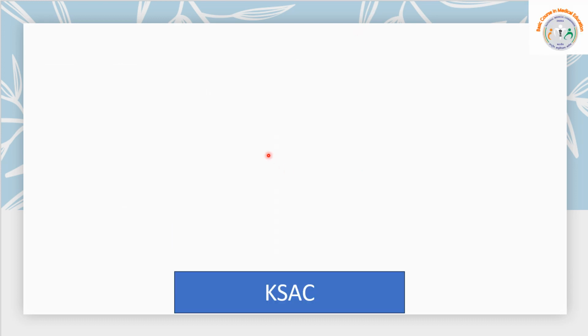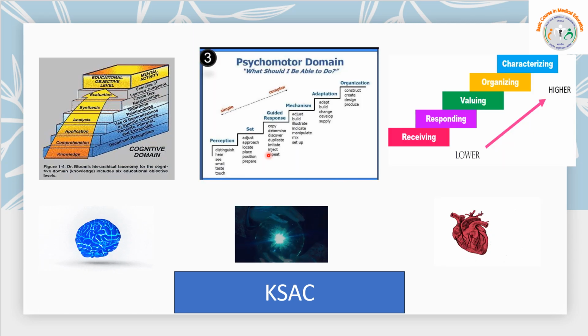The knowledge, skill, attitude and communication can also be called KSAC. Now all these domains, that is the cognitive or knowledge domain, the skill or psychomotor domain, and the attitude and communication, that is the affective domain, can be further subdivided into different hierarchies from lower level to higher level. In case of cognitive domain, it may be knowledge, comprehension, application, analysis, like this. In case of psychomotor domain, it may be imitation, control and automation. In case of attitude or affective domain, it may be receiving, responding, like this. So we will discuss it with examples one by one.